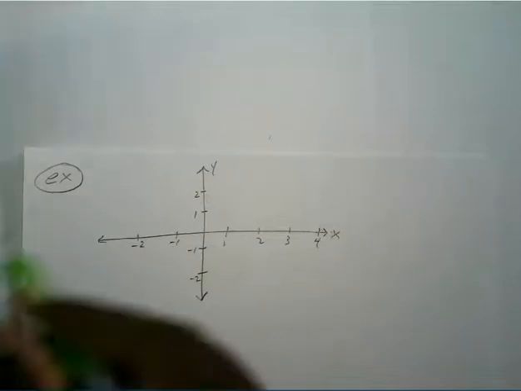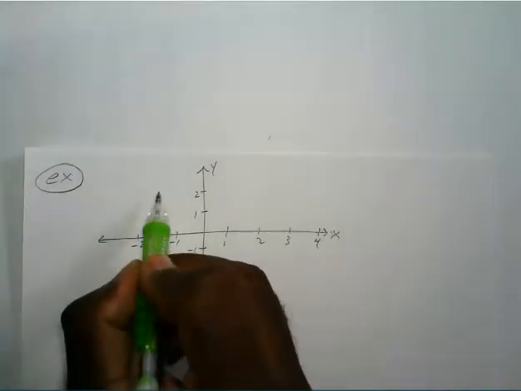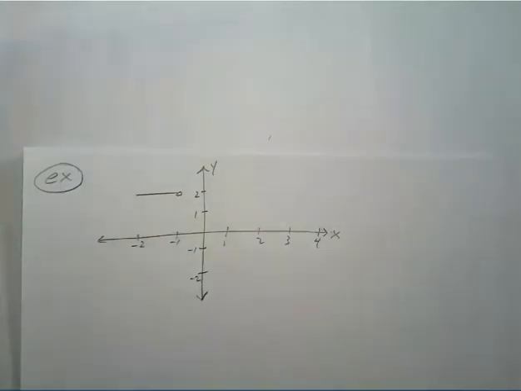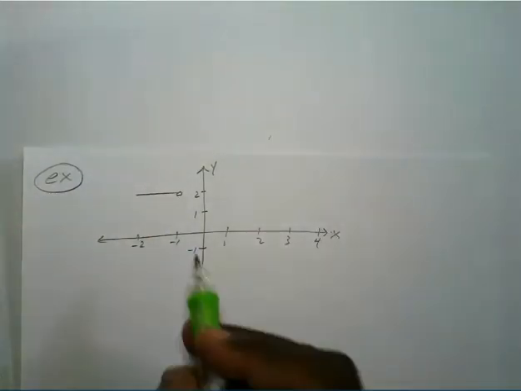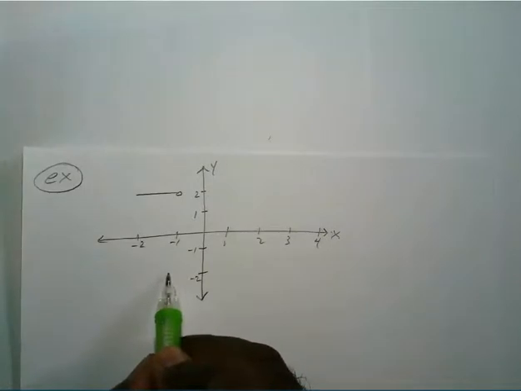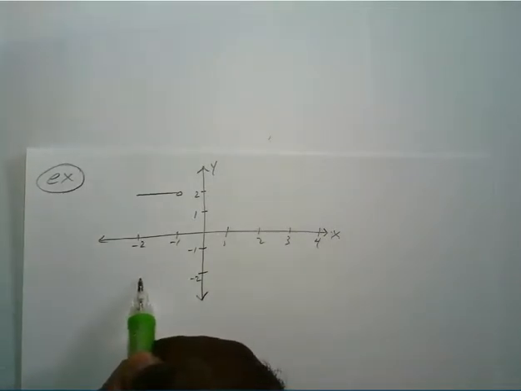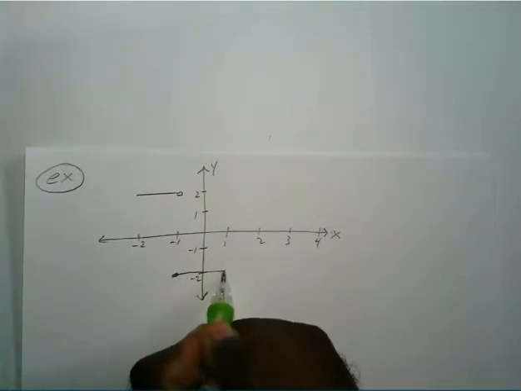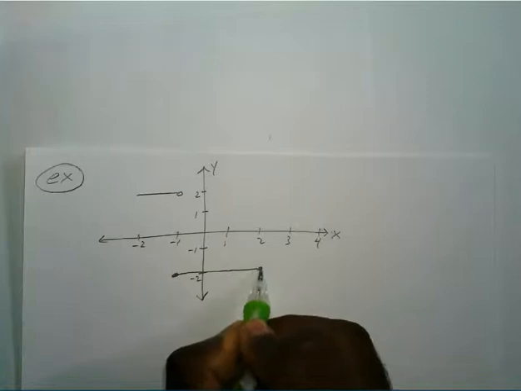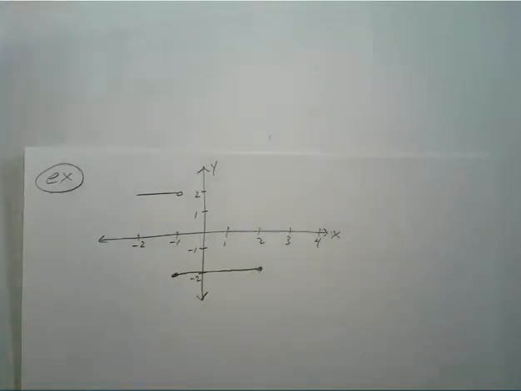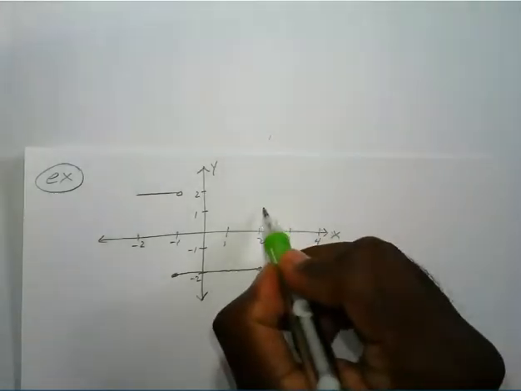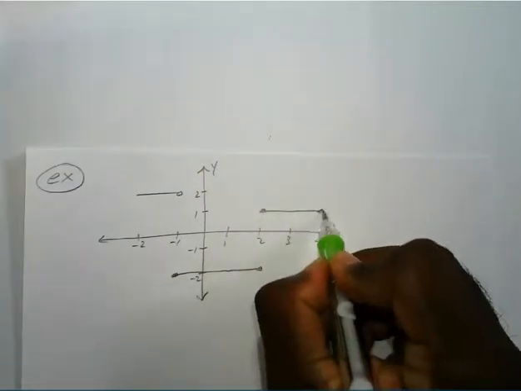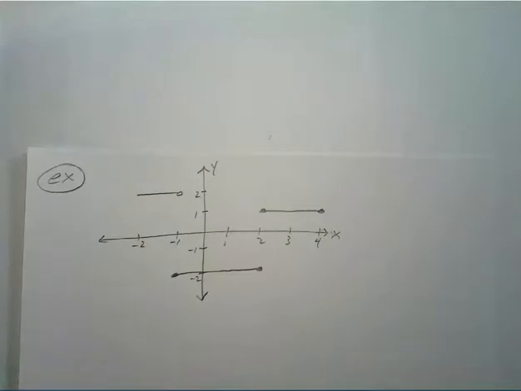Alright, so for this one, let's say that our graph goes from here to here. And for this one, our graph goes from here to here. And for this one, our graph goes from here to here. Just horizontal lines.